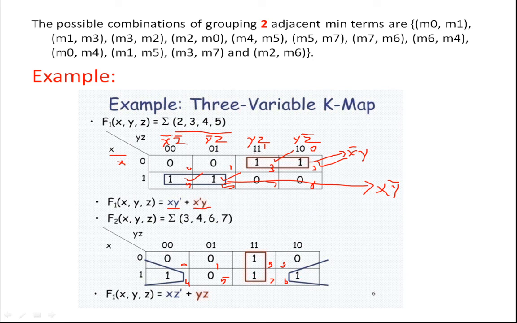Check the adjacent ones. So which are those? This one is adjacent with this. So 3 and 7 are adjacent. So for this one, what is that? The value of x is 0 and the value of x is 1. So we are not going to consider x as it is changing. So we will consider y z. Okay, so here you can see yz is a part of the expression.